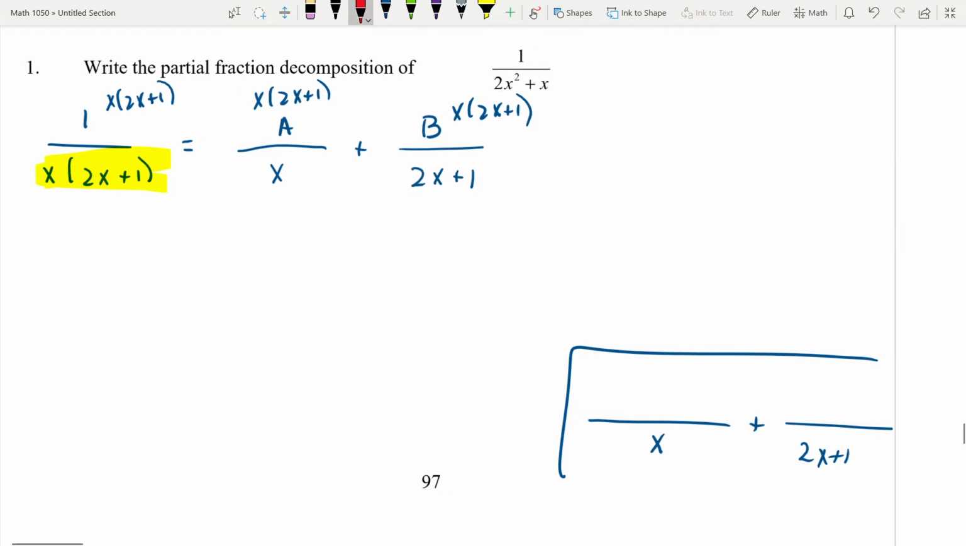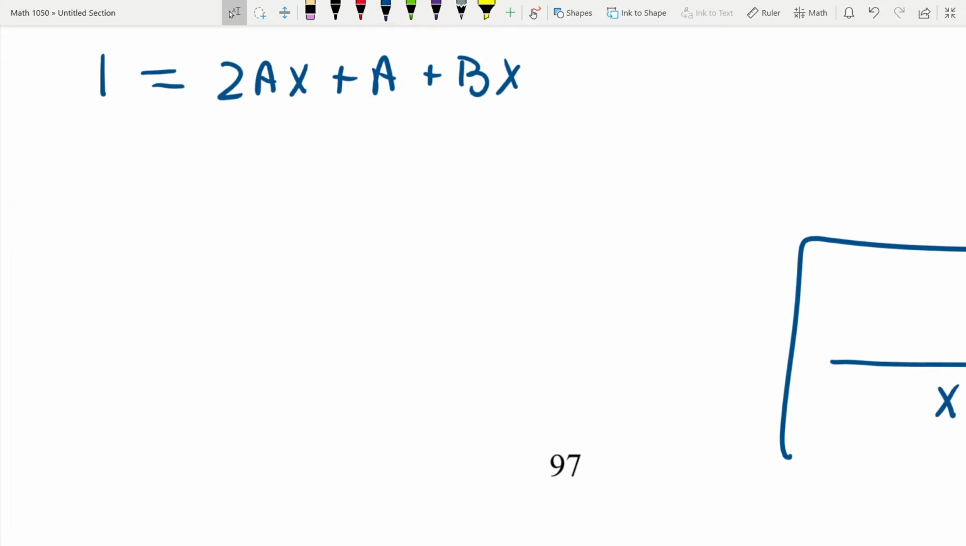So look at the first one, you guys. This x cancels with that x. That 2x plus 1 cancels with that 2x plus 1, and all I have left is a 1. Okay? Then look at the second term. This x and this x cancel. So you have an A multiplied by 2x plus 1. I'm going to distribute that, and I get 2Ax plus A. Okay? The third term, this 2x plus 1 cancels with that 2x plus 1, and what I have left is Bx. Okay? All right, now you look at that, and here's what you do.